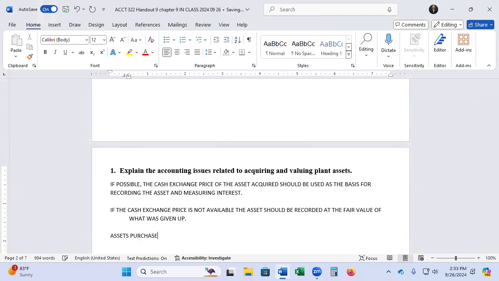Assets purchased on deferred payment contracts should be accounted for at the present value of the consideration exchanged.